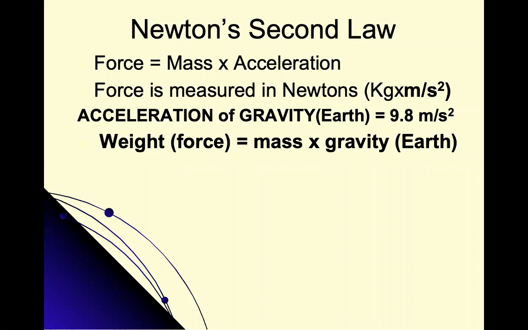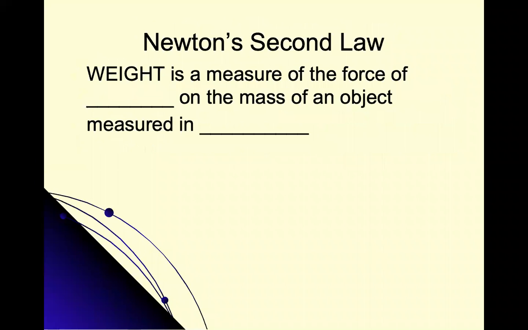Okay, acceleration of gravity of the earth is 9.8 meters per second squared. You're going to need to know that. That will be something we'll use. And so weight is the force, mass times gravity of the earth. Weight is the pull of gravity coming down. Okay, so weight is the measure of the force of gravity on the mass of an object, measured in newtons.